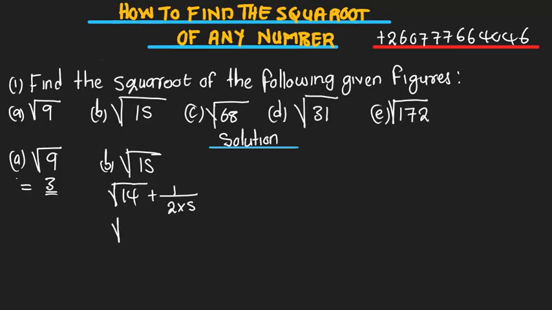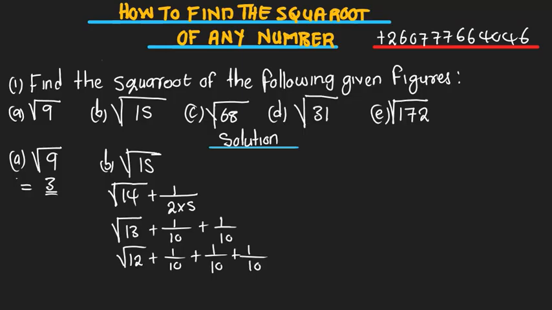Then you reduce it again to 13. If you reduce it to 13, then this time around it's going to be 1 over 10 plus another 1 over 10. You reduce it to 12. Then you're going to have 1 over 10, another 1 over 10, another 1 over 10. You reduce it to 11. You're going to have 1 over 10 plus 1 over 10 plus 1 over 10 plus 1 over 10.